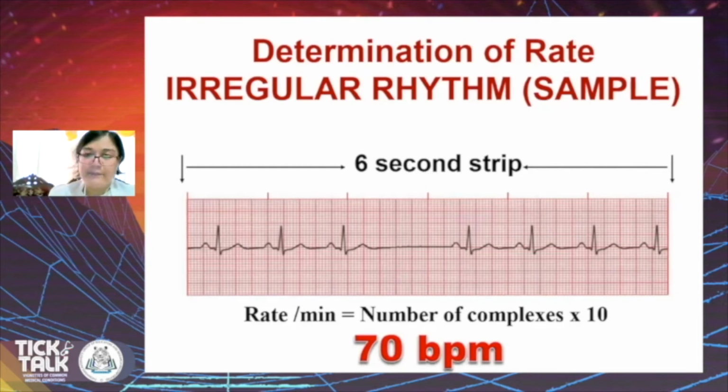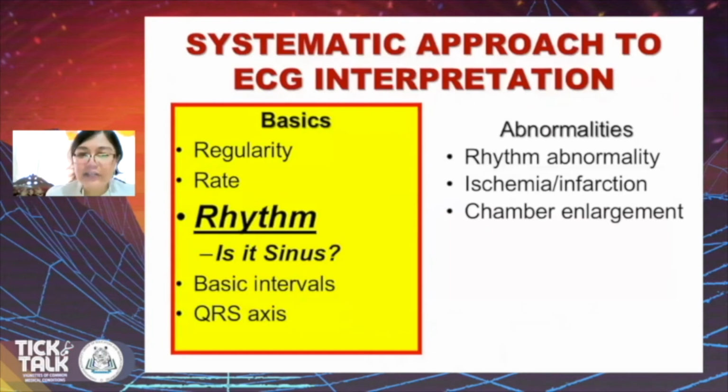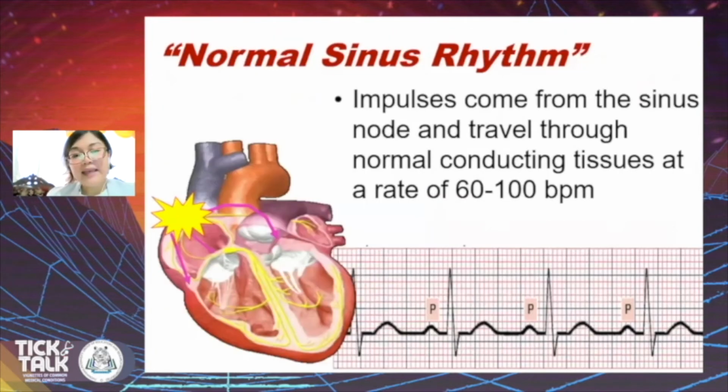Now, the next criterion for you to say that it's a normal ECG is: is it a sinus rhythm, or is the rhythm actually coming from the normal pacemaker of the heart? So we know for a fact that it is of sinus origin if the impulse generates a P wave which is followed by normal looking QRS complexes, and more often than not is conducted at 60 to 100 beats per minute.